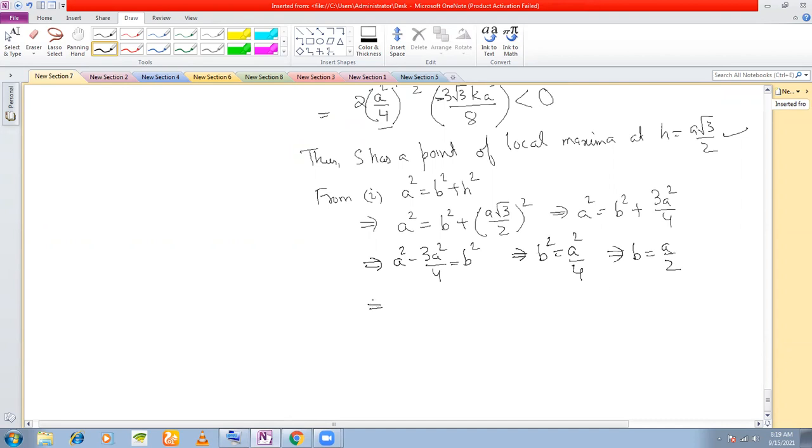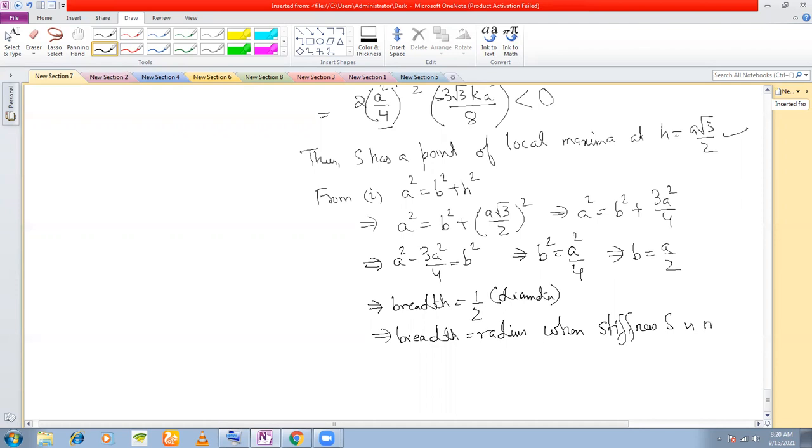So breadth is equal to half of the diameter, right? Isn't it? So we can say the breadth must be equal to the radius when stiffness S is maximum. Okay, any question?